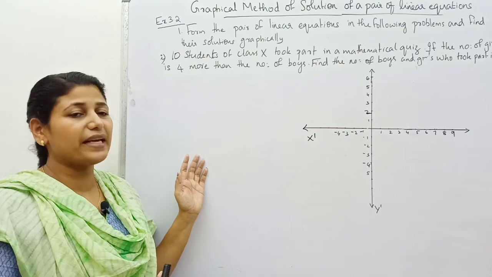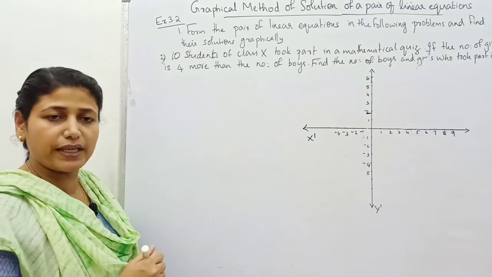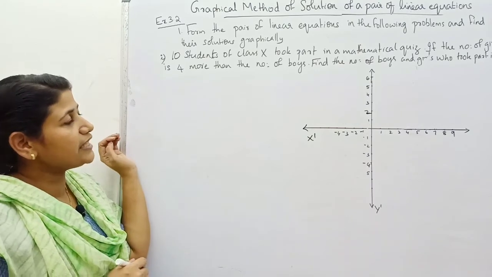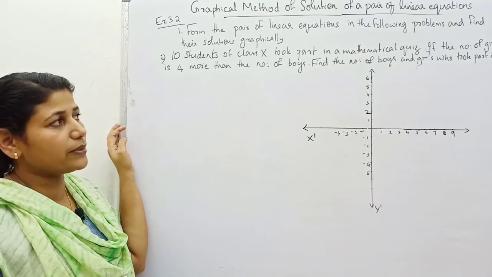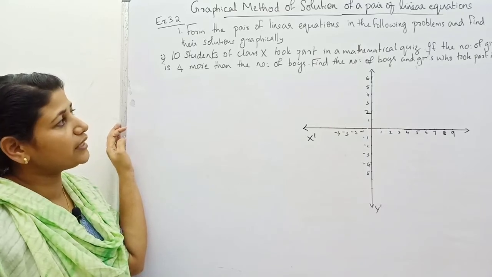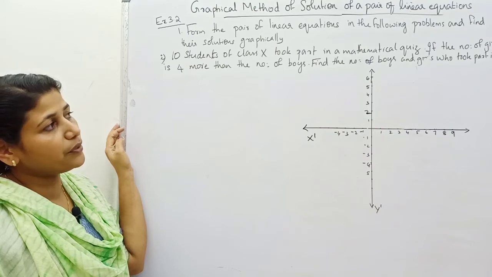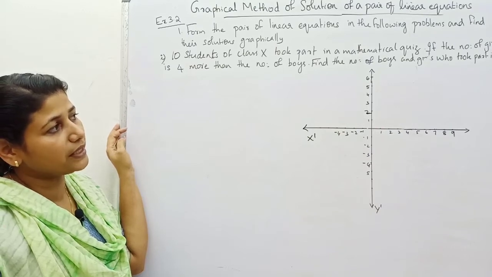So first we want to make the linear equation in two variables. So what is the first question? 10 students of class 10 took part in a mathematical quiz. If the number of girls is 4 more than the number of boys, find the number of boys and girls who took part in the quiz.